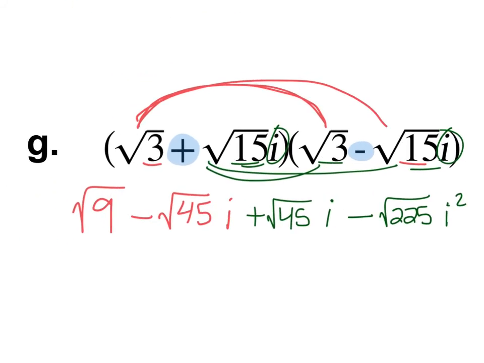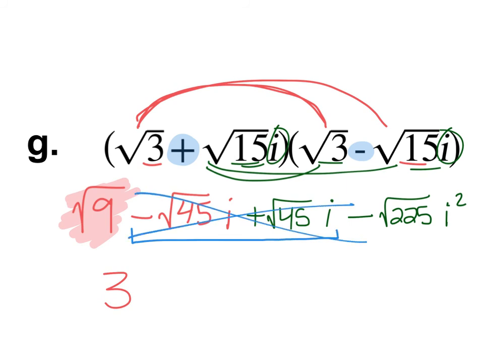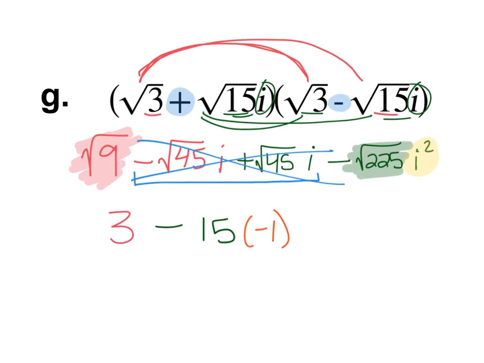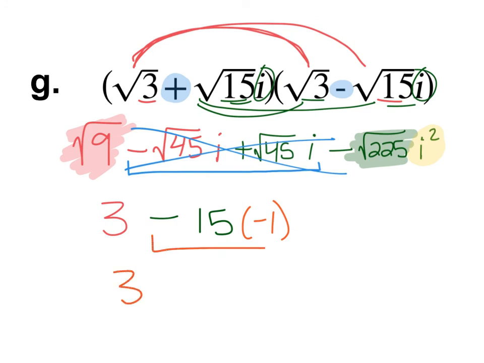All right, let's simplify. We know the square root of 9 is 3. We know negative root 45I plus root 45I are opposites, so those add up to 0. And then we have minus the square root of 225 is 15. And then we also know that I squared is -1. So if we simplify that, we get 3 plus 15, which is 18.